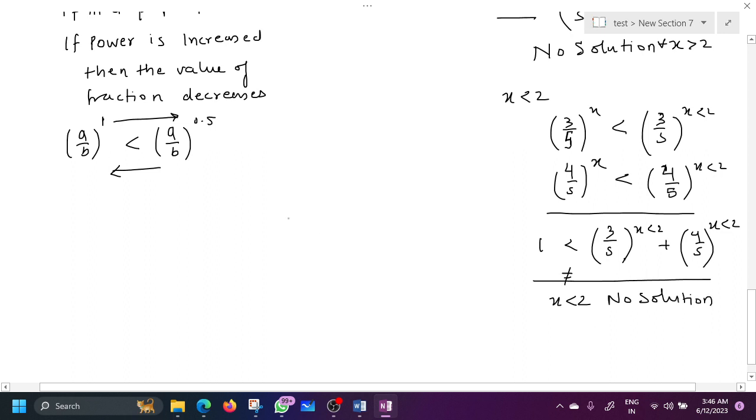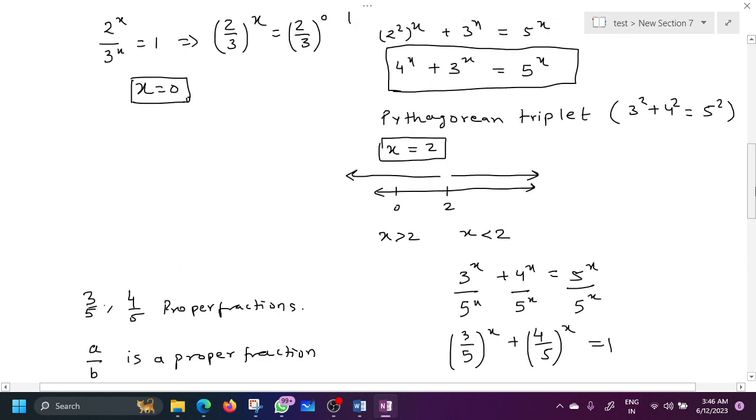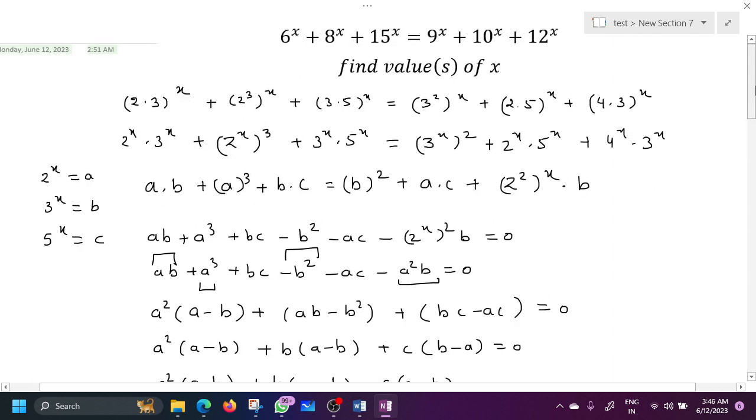So it means we have only two solutions: one is x equal to 0 and the other is x equal to 2 for this equation. I hope you have understood the question and the procedure that we have taken to arrive at the answer. The main part is the later half of the question, in which we are finding all solutions for x greater than 2 and less than 2. Try understanding it again.